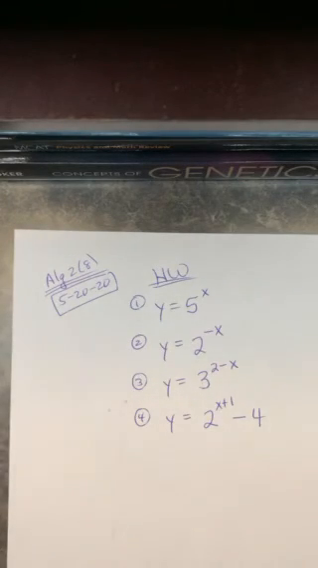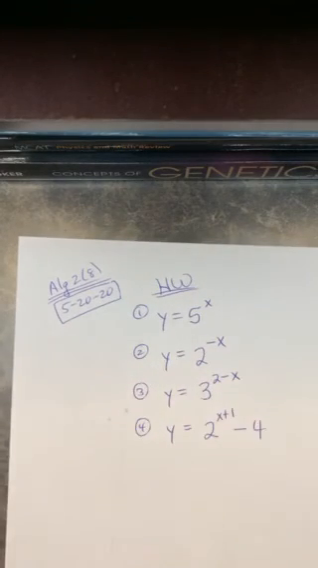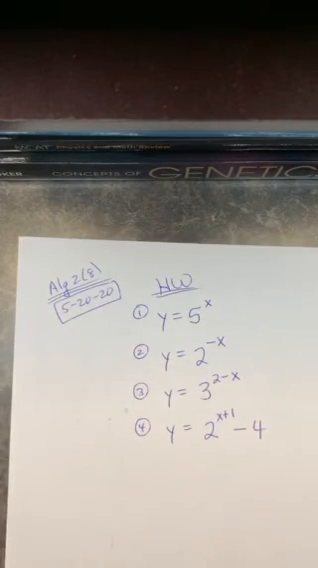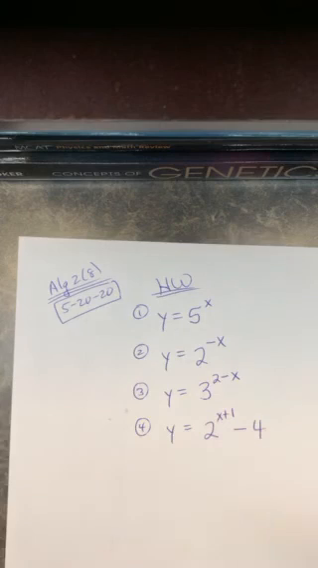If you're so lazy that you cannot watch a 12-minute video and try to learn a little bit by doing your own work, then I don't know what to tell you. So please, guys, give it a shot. Do the best you can here and turn in these 4 problems by tomorrow, Thursday, the 21st at noon. 5 to the x, 2 to the negative x, 3 to the 2 minus x, and then 2 to the x plus 1 minus 4.